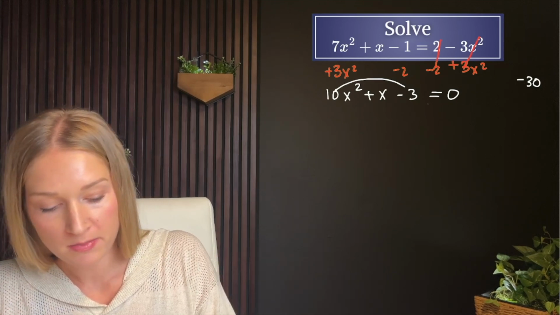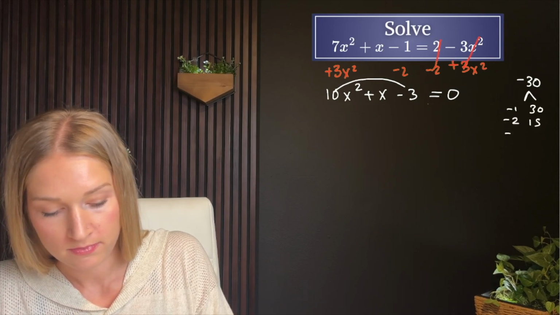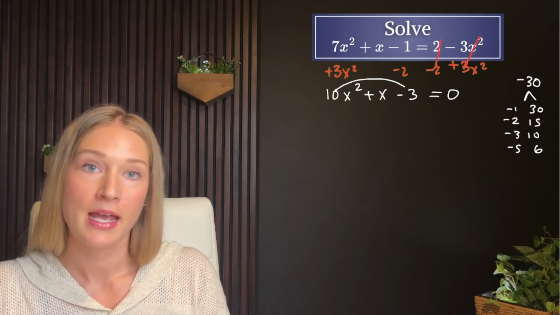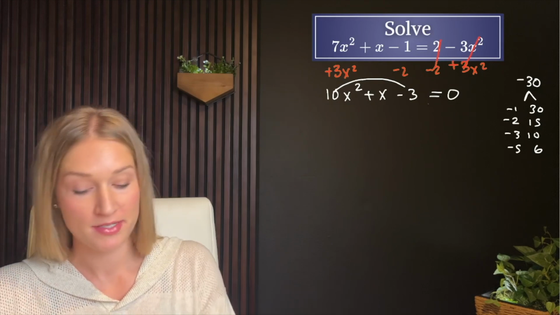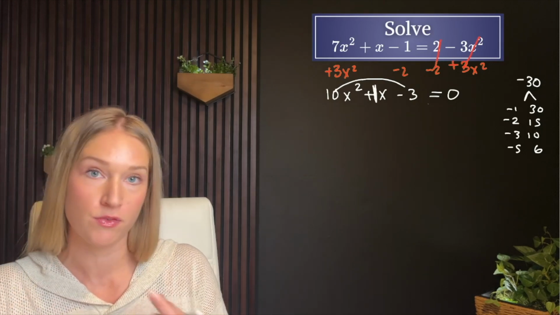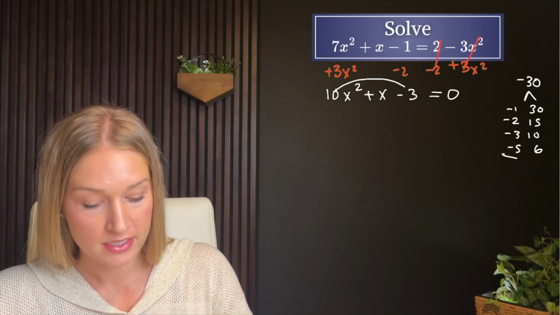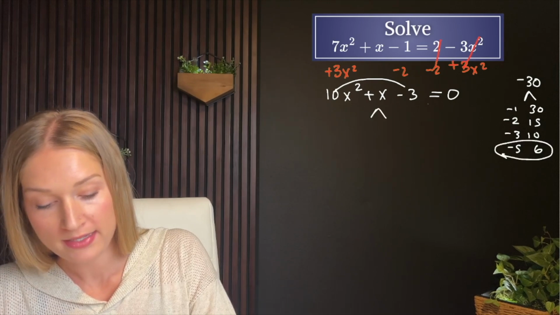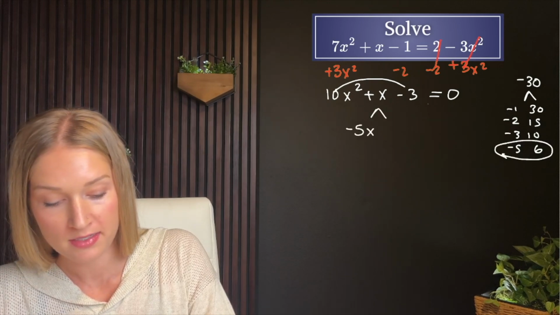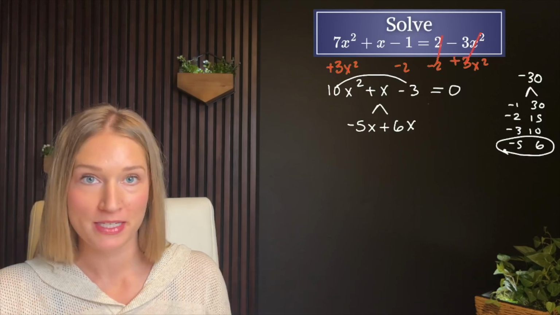So when I factor my negative 30, these are all of my options. And I'm looking for the one pair that adds up to positive 1. And again, I want positive 1 because there's a coefficient of 1 on that middle term. So the one that works is this negative 5 and 6. So instead of 1x, I'm going to have negative 5x's plus 6x's. It's still 1x, it's just in two separate pieces now.